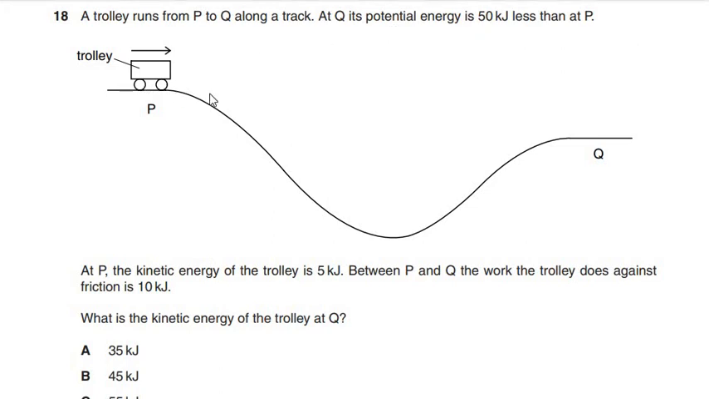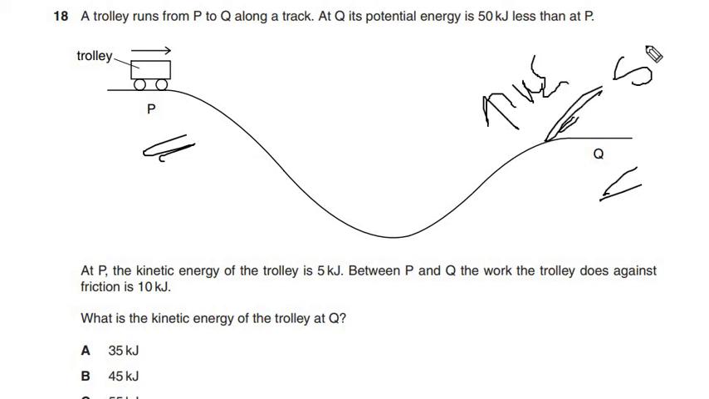Which means what? If something is at P, this trolley for example, its potential energy is greater than the potential energy at Q by how much? By 50 kilojoules. So that basically means that if this trolley was to travel from here to here, then it would increase its kinetic energy by 50 kilojoules. Alright, and the next piece of information they give is that the trolley already has 5 kilojoules. So how much energy do you have in total? You have 50 plus 5, 55, right?